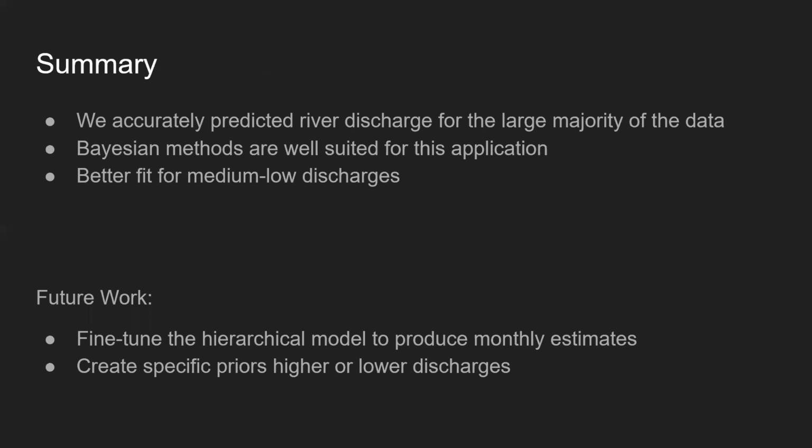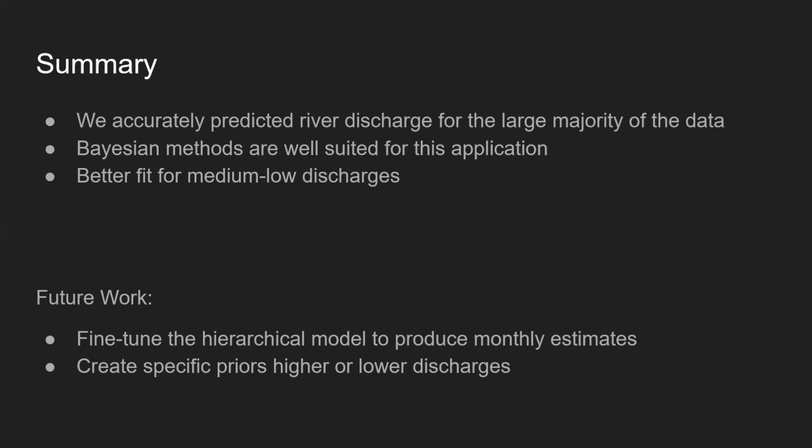So in summary, we were able to overall accurately predict river discharge for the large majority of our data, and Bayesian methods are very well suited for this type of application. But it does have a better fit for the medium low discharges, and it has a worse fit, tends to overpredict the extremes, the lower and the higher discharge. So if we were to continue on this project in the next few weeks, we would fine tune the hierarchical model to be able to produce the monthly coefficients, and thus likely increase its accuracy.